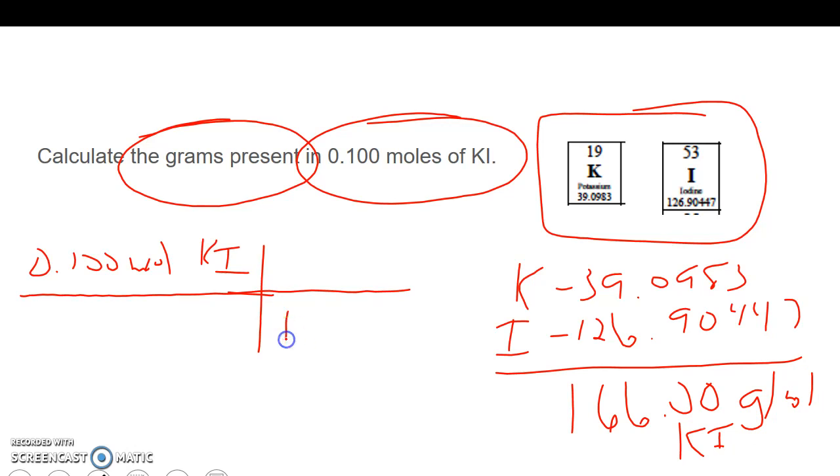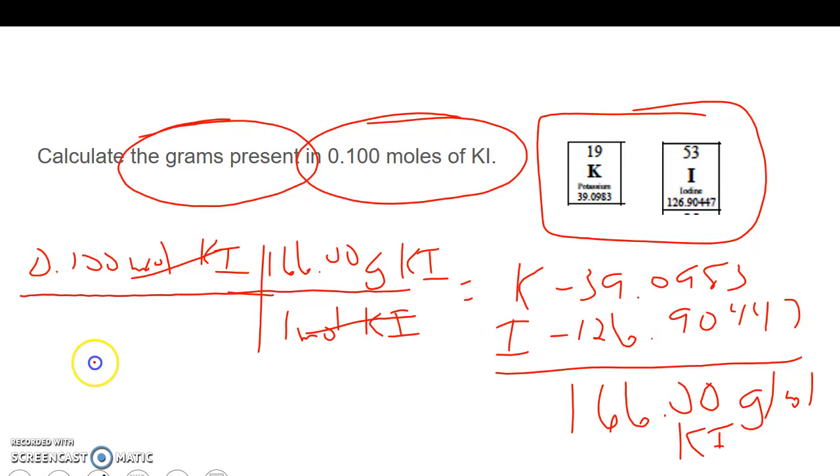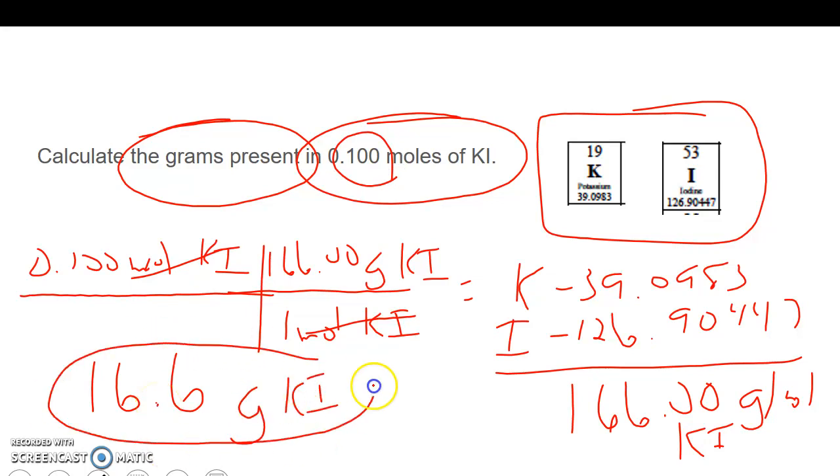So now I want moles at the bottom. So 1 mole of KI, 166.00 grams KI. 166 times 0.1, 16.6, 3 sig figs grams of potassium iodide.